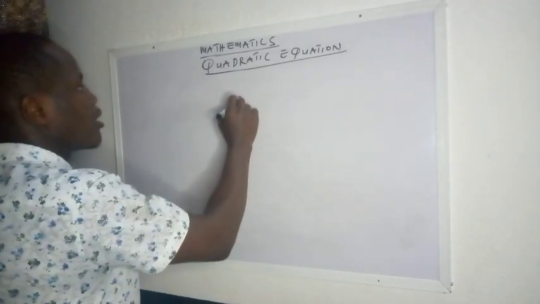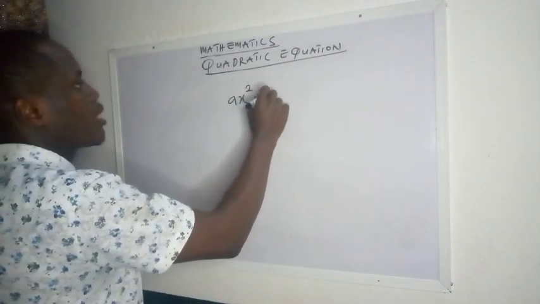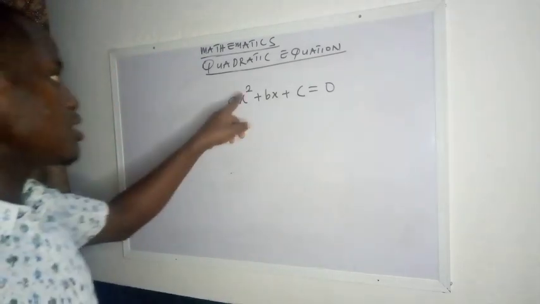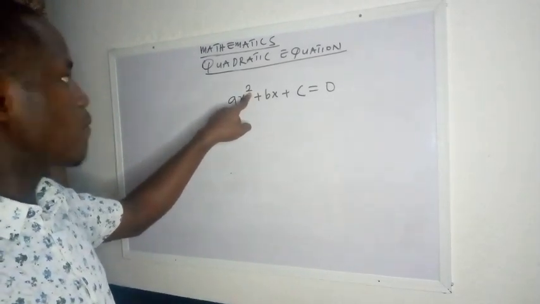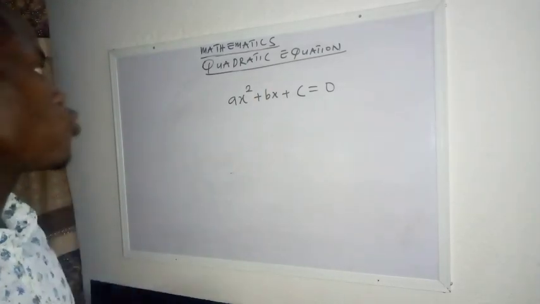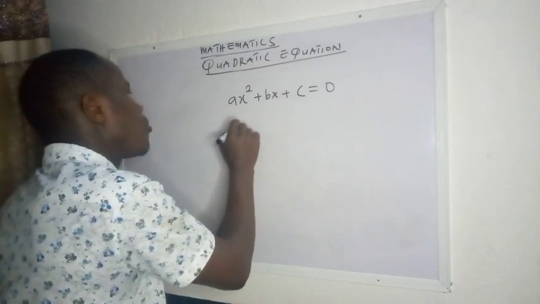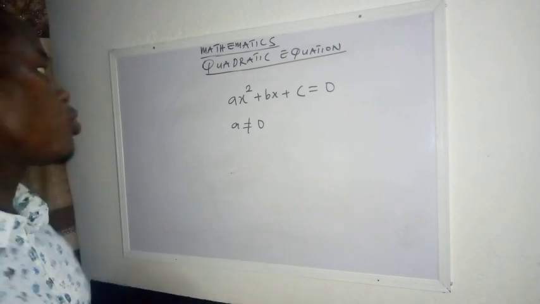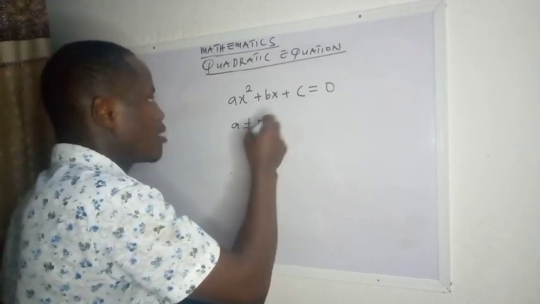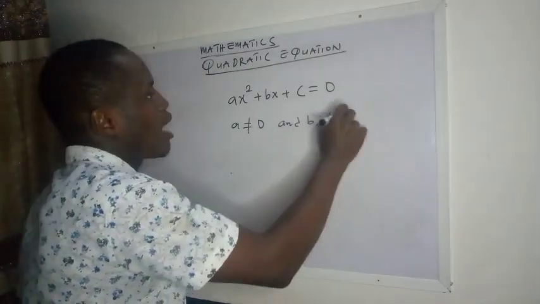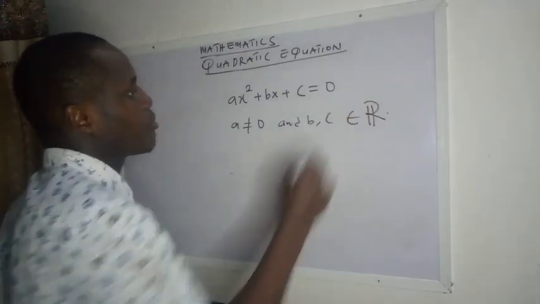Of the form ax squared plus bx plus c equal to 0. Now what makes this quadratic? Is this power here. This power makes this equation quadratic. So for this to be quadratic, our a must not be equal to 0, and our b and c are numbers of the real number.